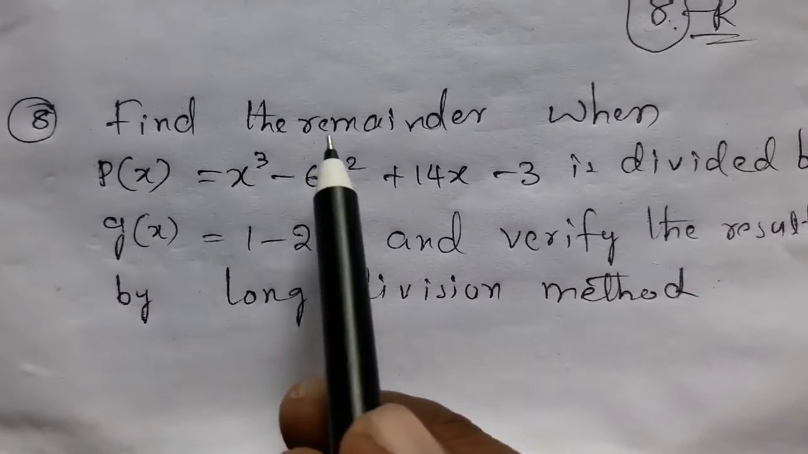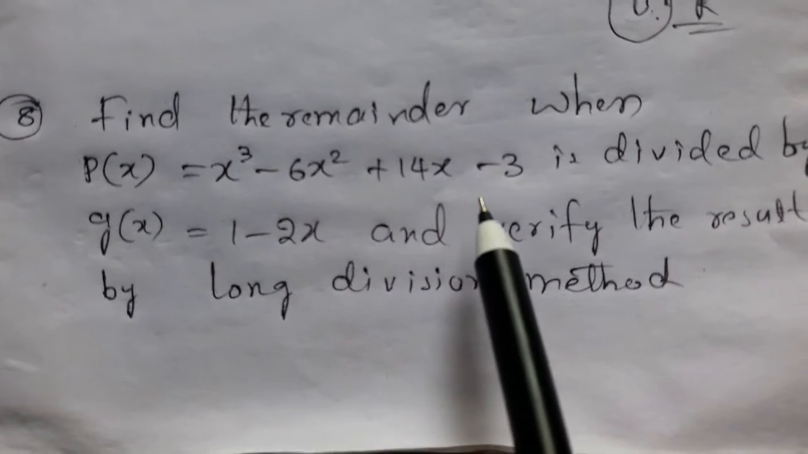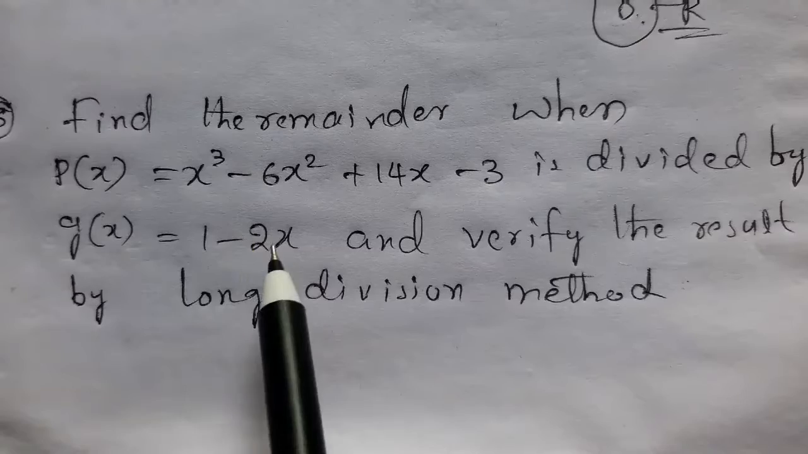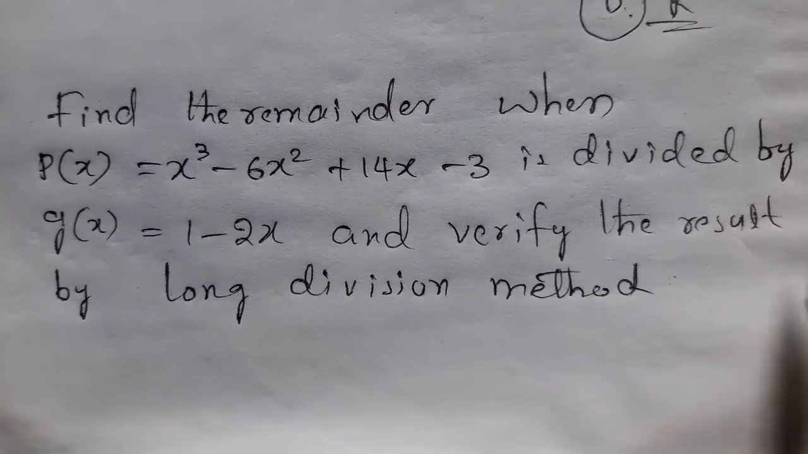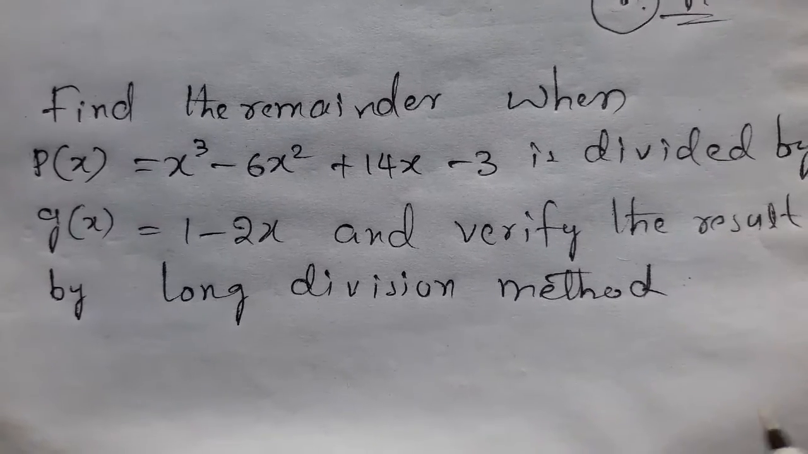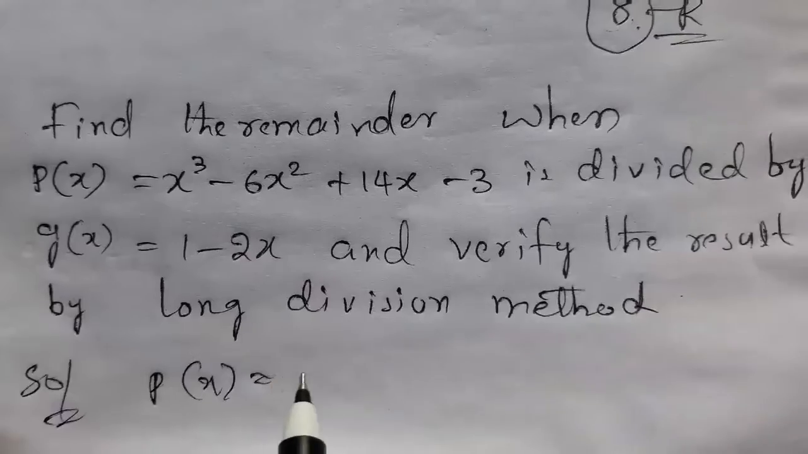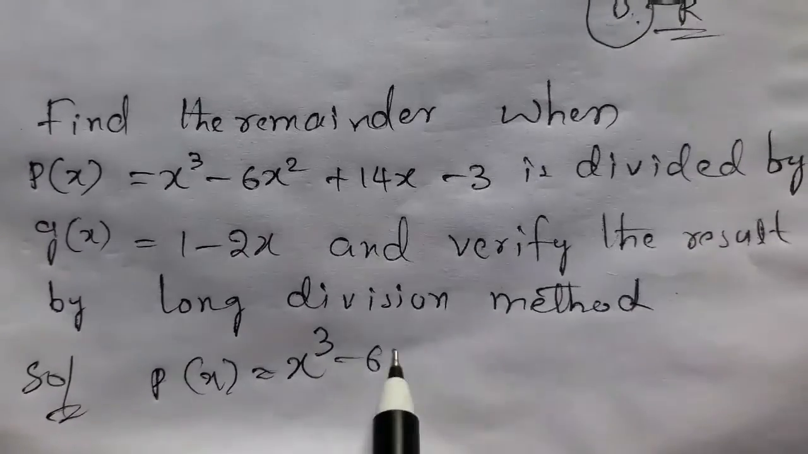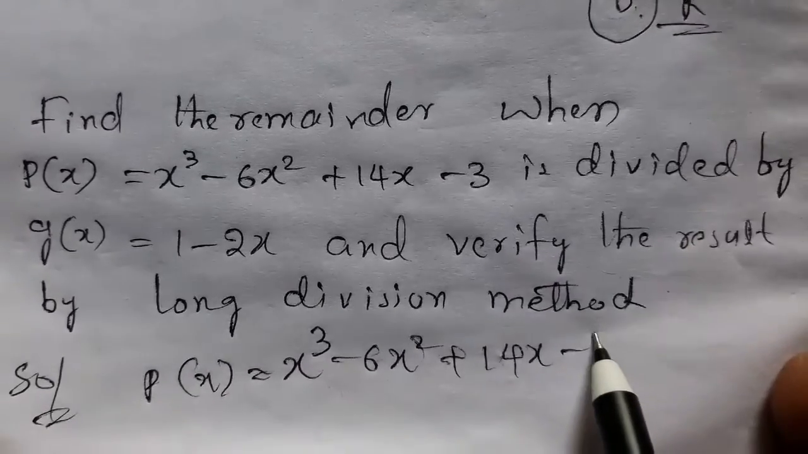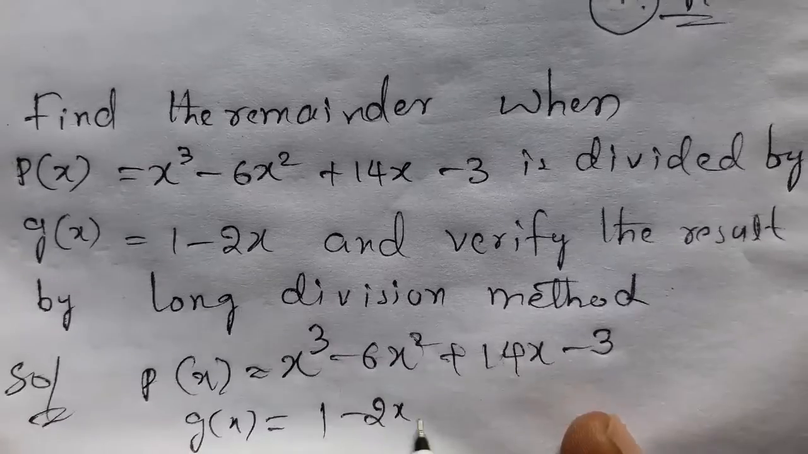8. Find the remainder when p of x is equal to x cube minus 6x square plus 14x minus 3 is divided by g of x equals 1 minus 2x, and verify the result by long division method. Actual division method, long division method, both are the same. Remember, don't forget, as per the solution, what is given? p of x is equal to x cube minus 6x square plus 14x minus 3, and g of x is equal to 1 minus 2x is given.